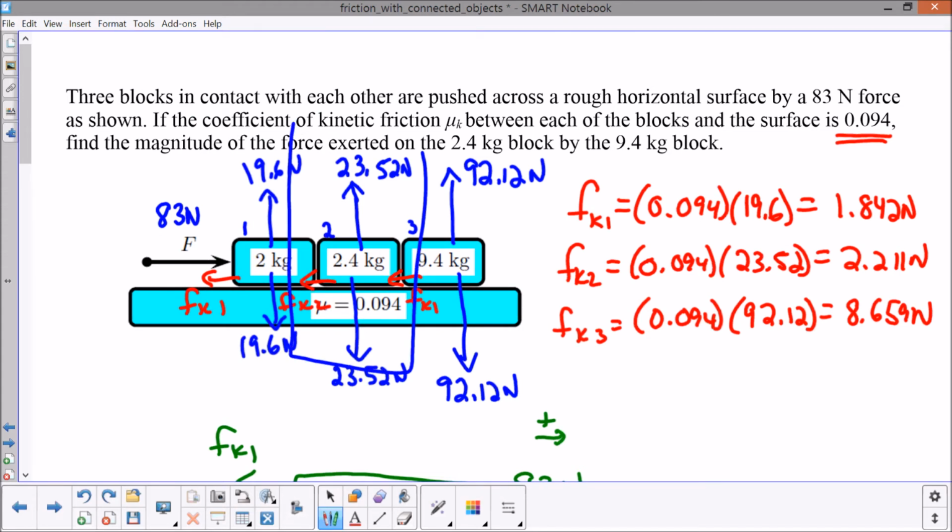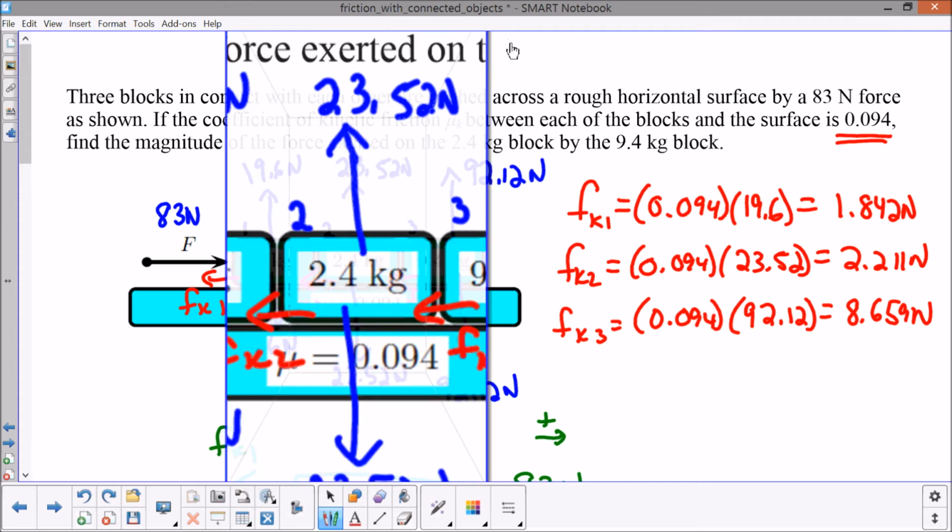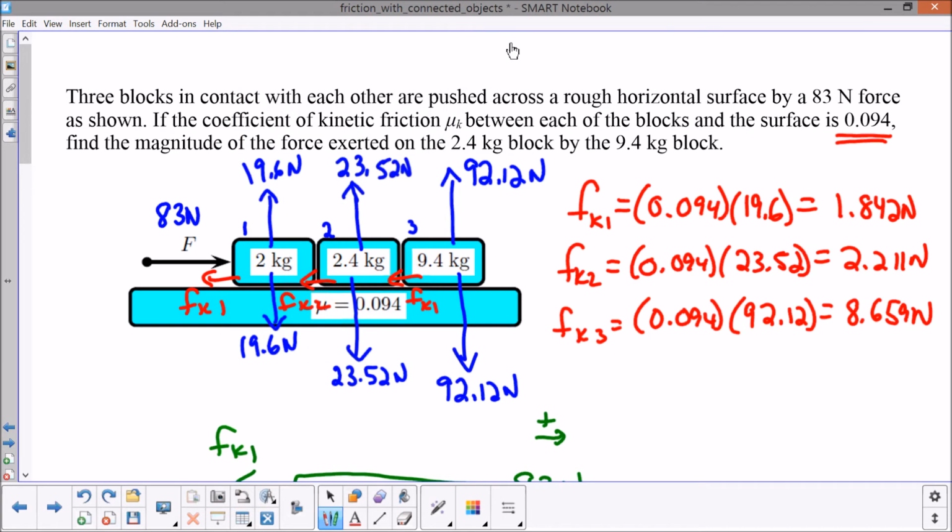If you were to look at box 2, you would be looking at box 1 pushing on box 2 to the right, you would have box 3 pushing on box 2 to the left, and you would also have this friction force acting on it. Again, you would need to make sure that you included all of the forces that were acting. The easiest thing to forget is to include those forces of friction.